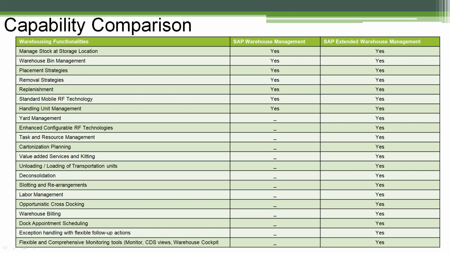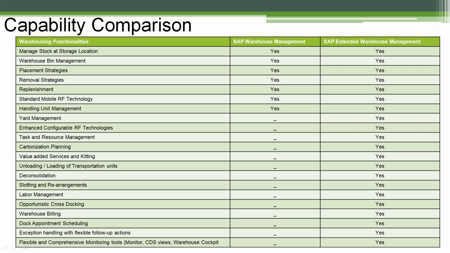Cross-docking helps you in the overall supply chain, helps you in being more efficient in your logistic planning across your supply chain. Warehouse billing, stock appointment scheduling, exception handling, flexible and comprehensive monitoring tools are some other important features of EWM. An EWM system is always designed to carry out all activities on the RF devices. We don't do the activities on the desktop. All activities are done on the RF.